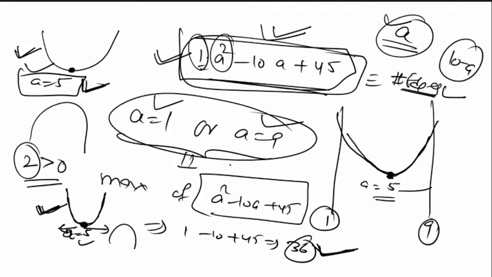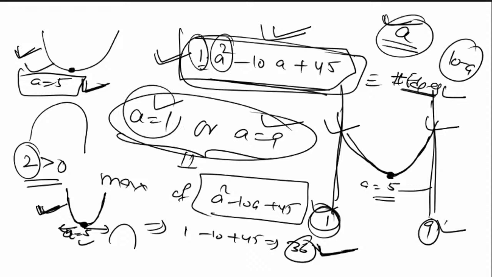But this a has a limitation: it can be 1, 2, 3 and so on. This a can go from 1 to 9. So we can say that the maximum value will come at either 1 or 9. Hence we put a equal to 1, or you can put a equal to 9. This will give you the maximum value, and the maximum value will be 36. So the maximum number of edges will be 36.